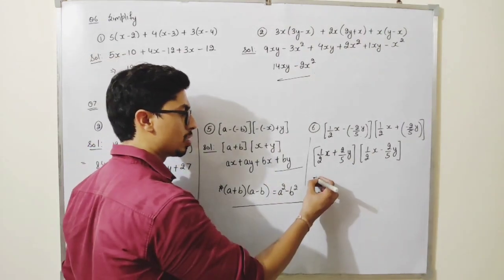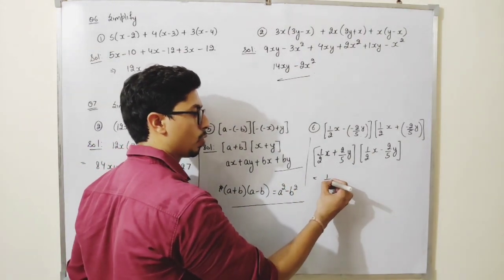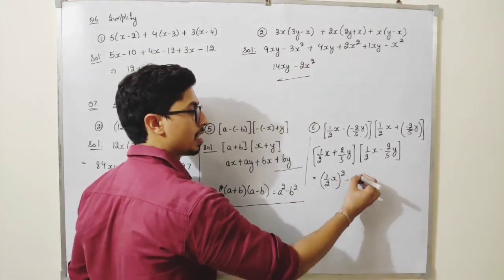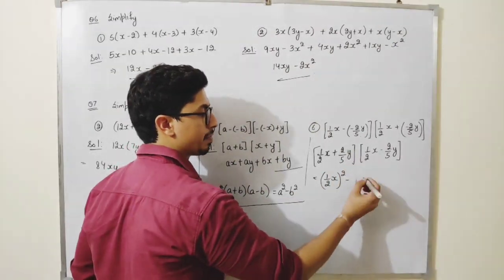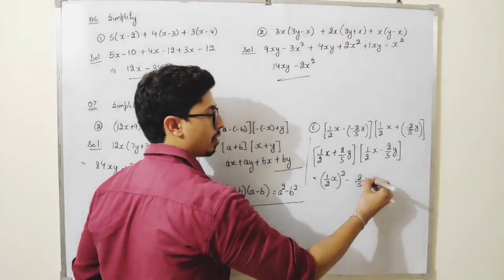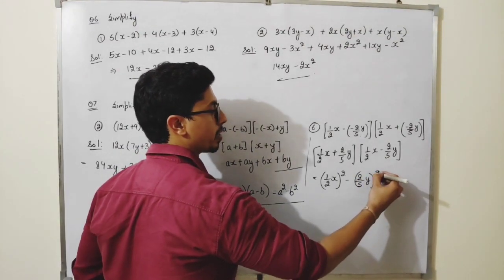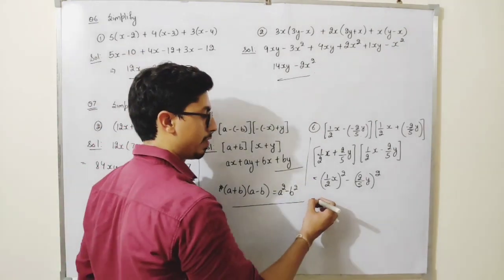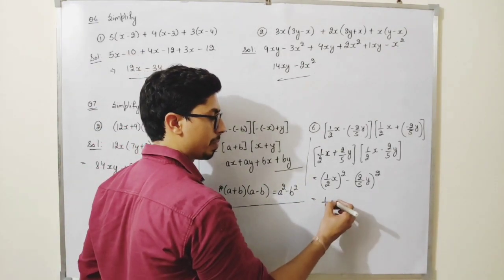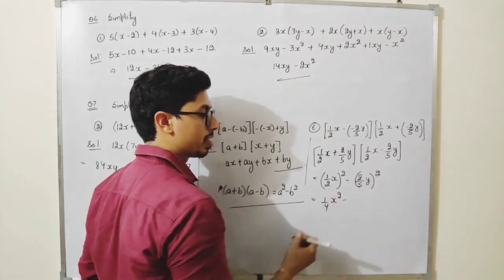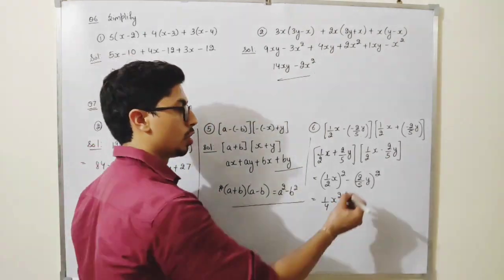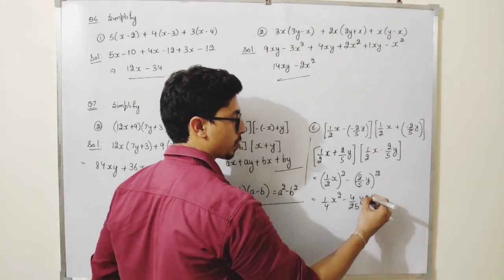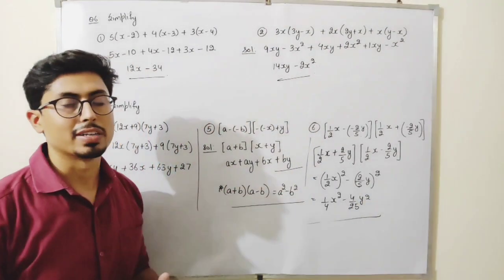So this will be a square. That means 1 by 2x complete square minus 2 by 5y complete whole square. Okay. So what will it be, students? It will be 1 by 2 whole square. This means 1 by 4 x square. And this will be 2 square means 4, 5 square means 25 and y square. So this is our required answer.